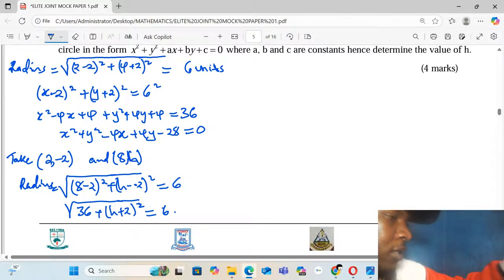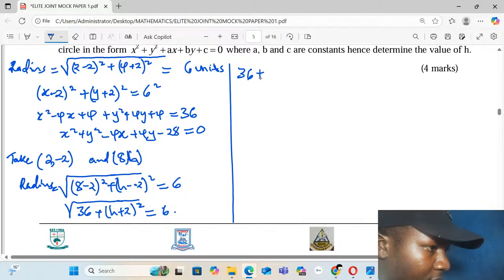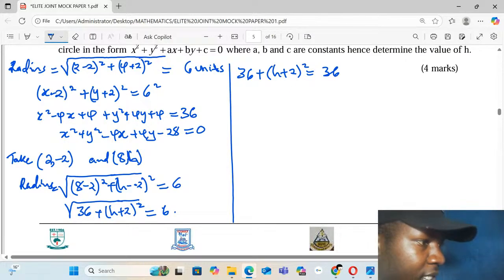Then now we can proceed. Now we have 36 plus (h + 2) squared, which gives us, that was 6, that squared is 36. So we have that one, 36.